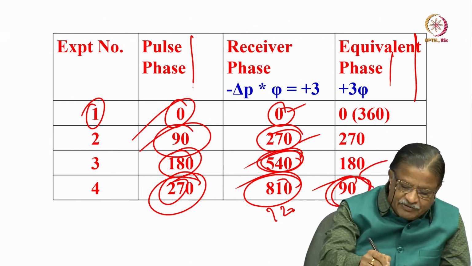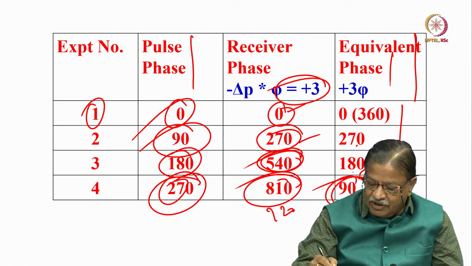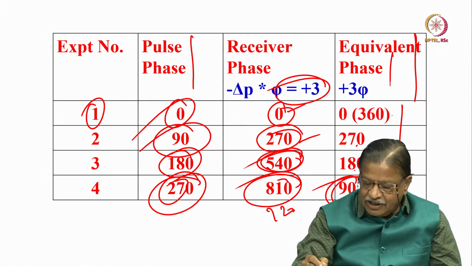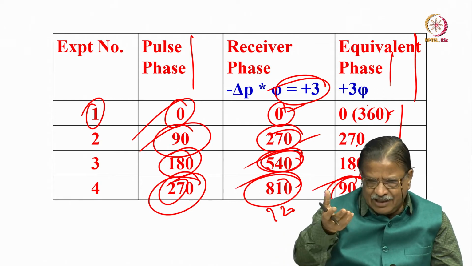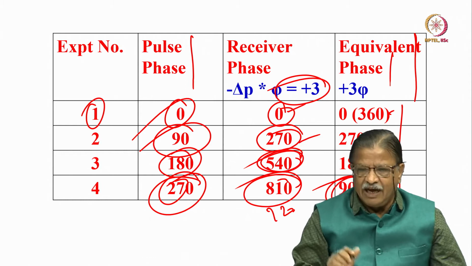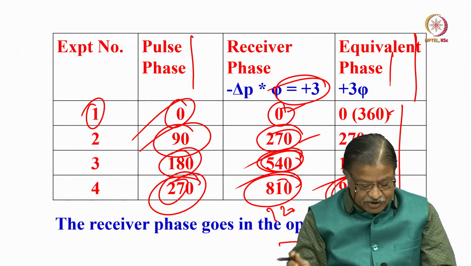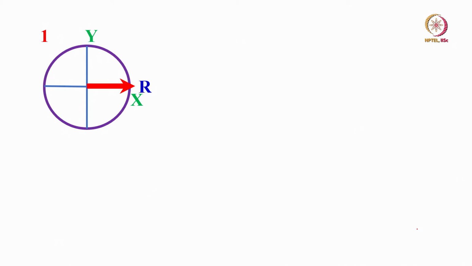So now I know the pulse phase. I know the receiver phase, which is equivalent of that: 0, 270, 180, 90. 0 is nothing but 360. So I did 3 times of that, and this is the equivalent phase. And the receiver phase goes in the opposite direction now. How it goes in the opposite direction we will see.